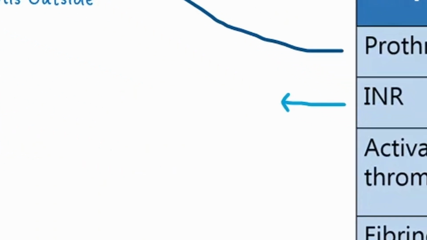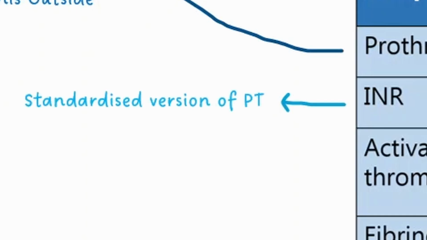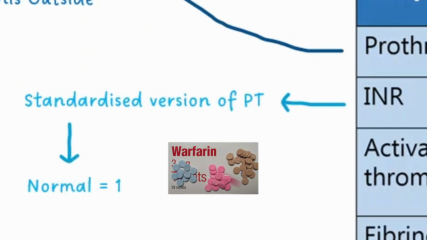International normalized ratio, or INR, is a standardized value of prothrombin time, created to account for differences in normal values of PT between testing methods. It's calibrated so the average INR across the population is 1. This is the test we commonly use to monitor warfarin.